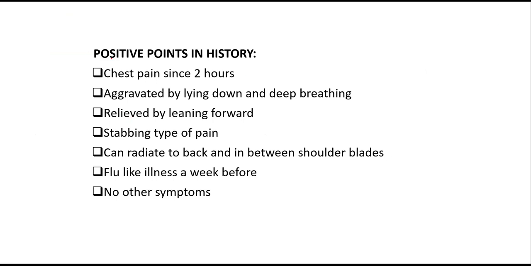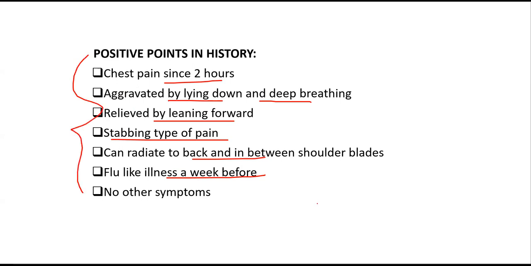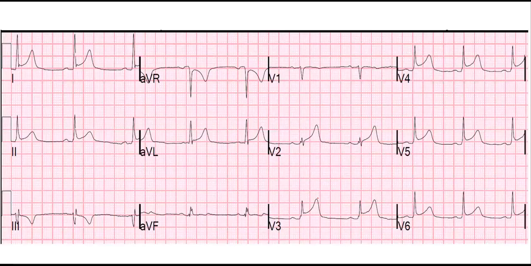So first of all, the positive point in the history was chest pain for 2 hours. And he has given a very typical history of pericarditis: stabbing pain, aggravated by lying down and deep breathing, relieved by leaning forward. Sometimes the pain radiates to the back, had a flu-like illness a week before. So everything goes with pericarditis. So asking the history will help you a lot to differentiate between pericarditis and myocardial infarction.